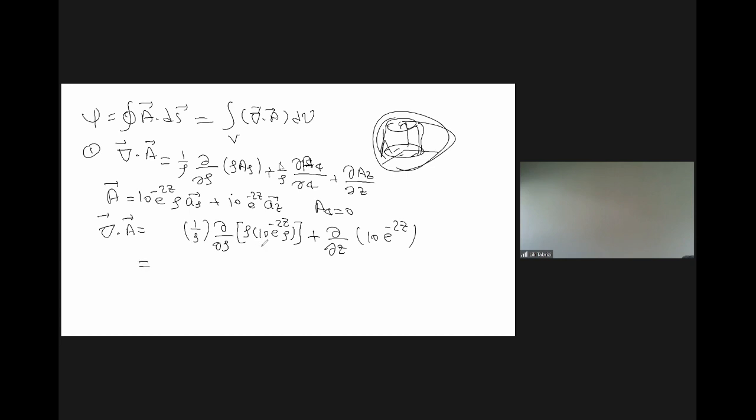So this is equal to... e to the minus 2z is a constant. You pull it out.